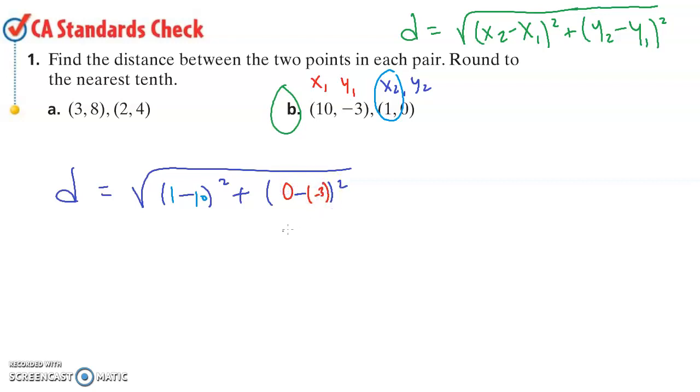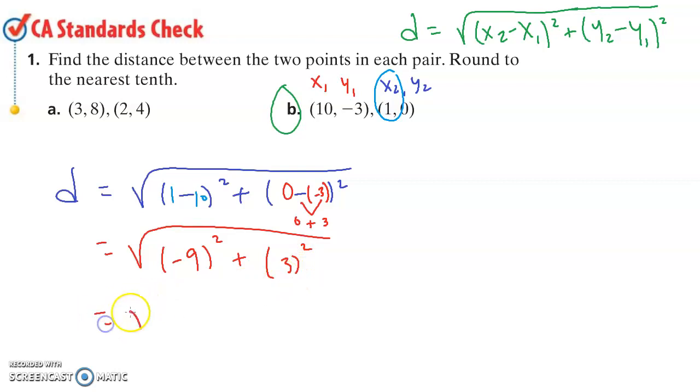Alright, cool? Cool. Now we're going to go ahead and simplify the best that we can using our order of operations. 1 minus 10 is negative 9. We're going to square that because the formula asks us to. Plus, and we have two negative signs combined to make a positive sign, so 0 plus 3 is the same thing as 3 squared. Cool? Cool. Negative 9 times negative 9 is positive 81, plus 3 times 3 is 9, so this is the same thing as the square root of 90.